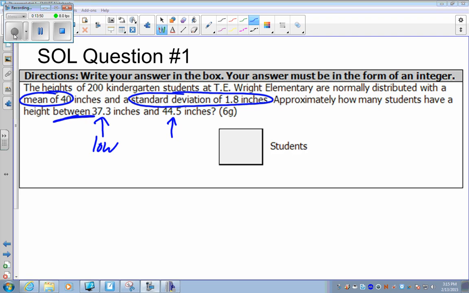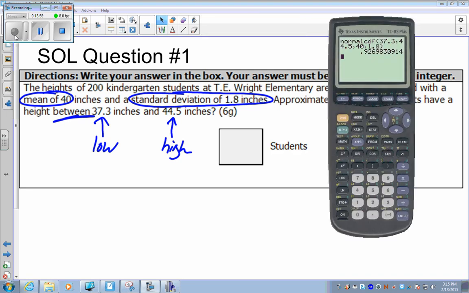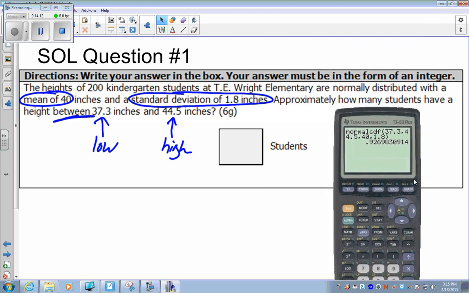And when I enter this in the calculator, I'll get back to you in a second. I'm just going to put it in the calculator. Okay, so it's in the calculator. I got 0.926983, you can read. This is a decimal form of the percent. If you read the problem, you want to know how many students. This is a percent of the students, or decimal form of the percent.